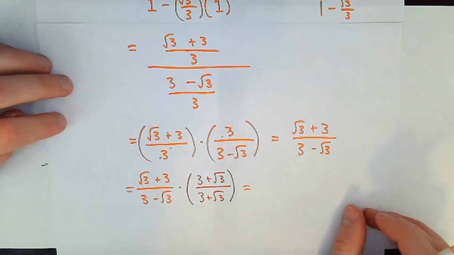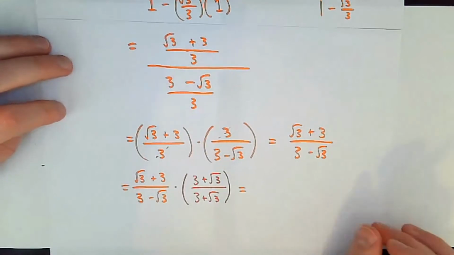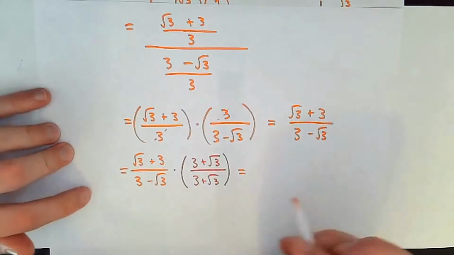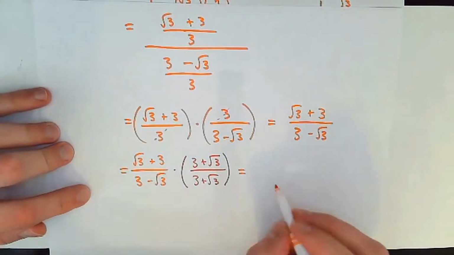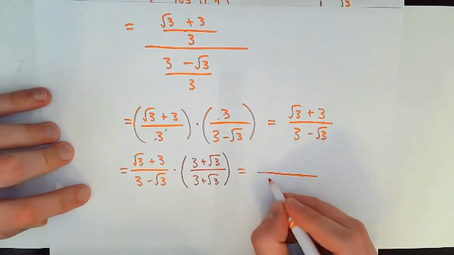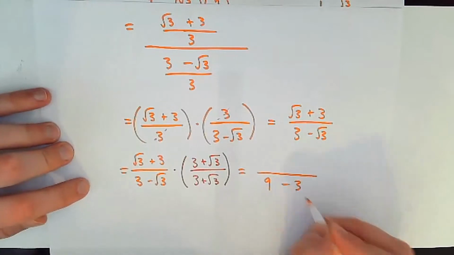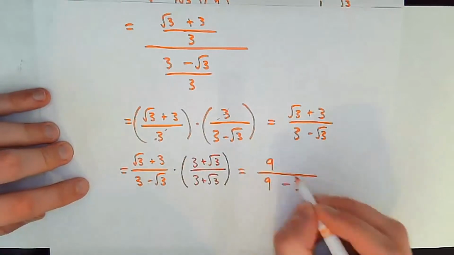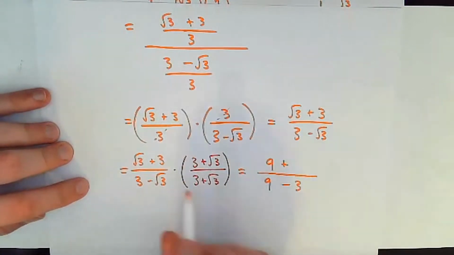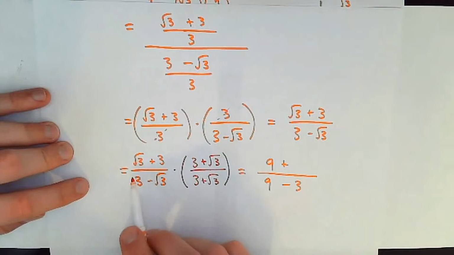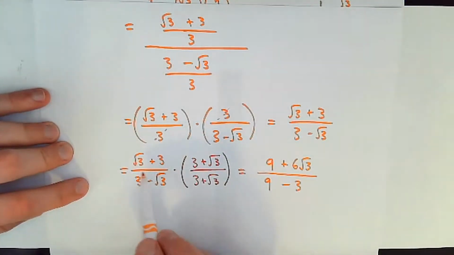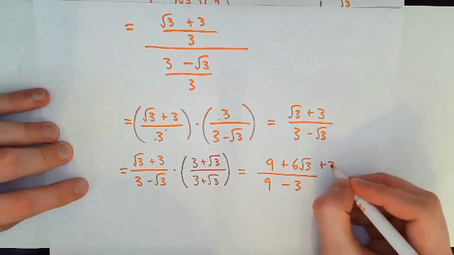Yeah, sometimes cleaning the answer up is more work than setting up and solving the identity, right? All right, so in the bottom here, it's a difference of squares. I'm going to shorten this up. This is going to be the same as 9 minus 3, which will end up being 6, of course. In the top, I'm going to have 9 plus 6 square roots of 3 plus 3.